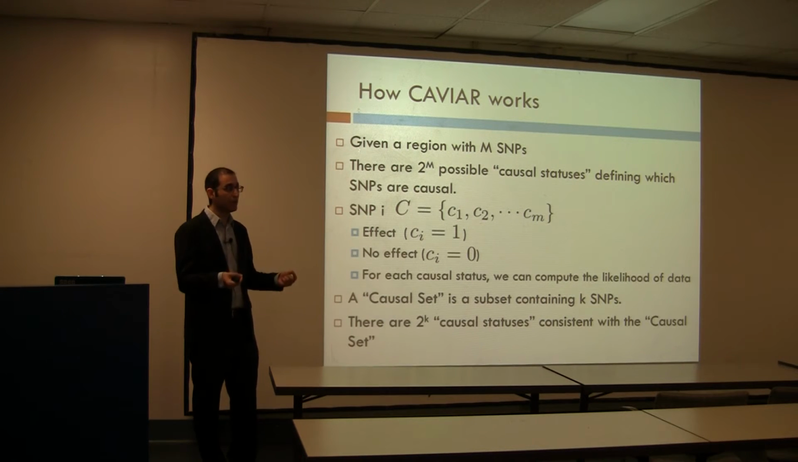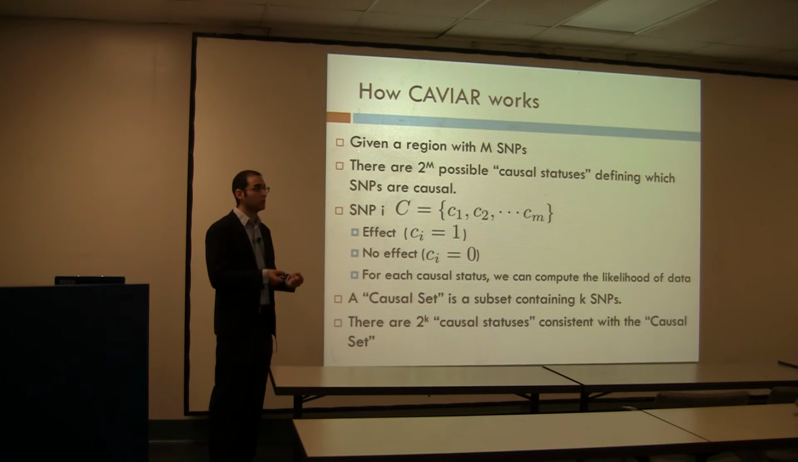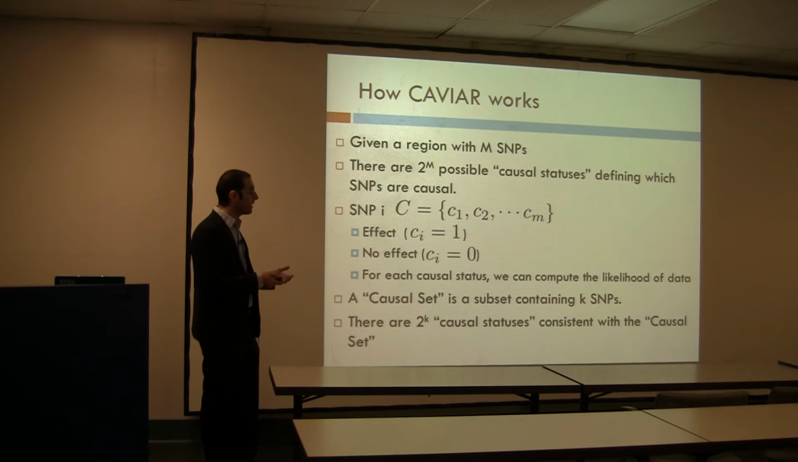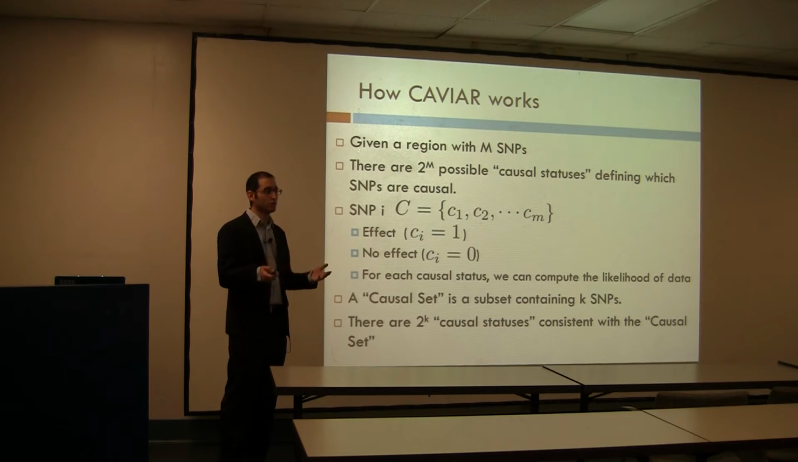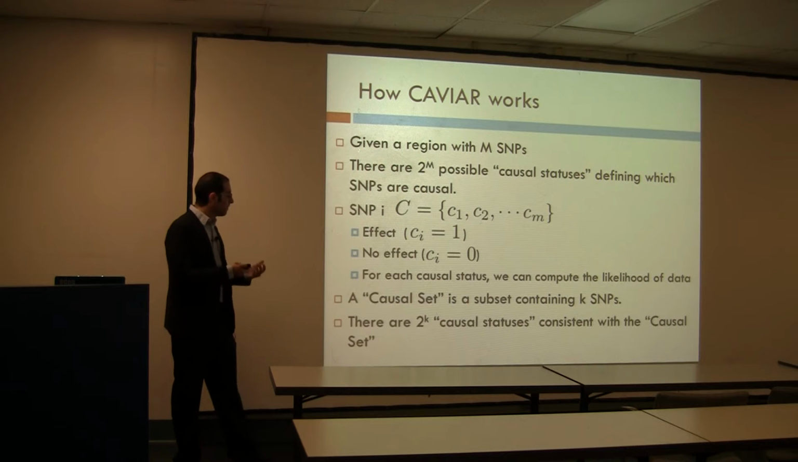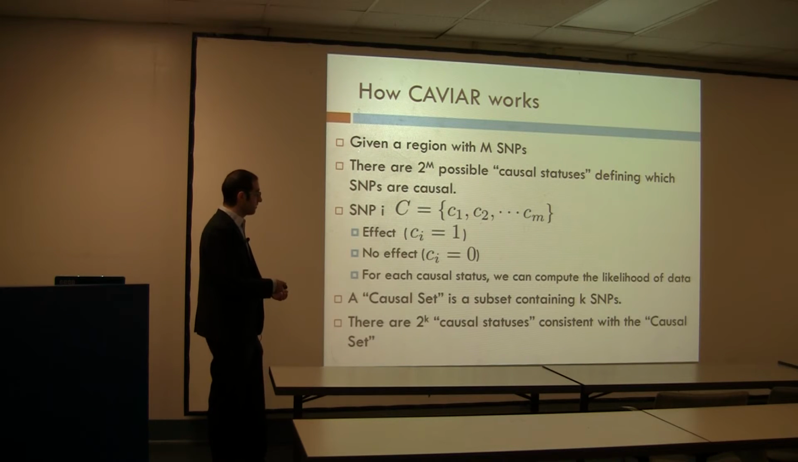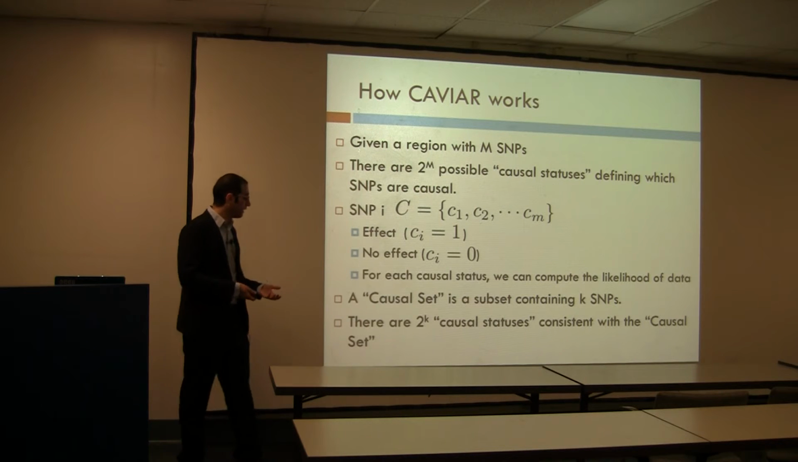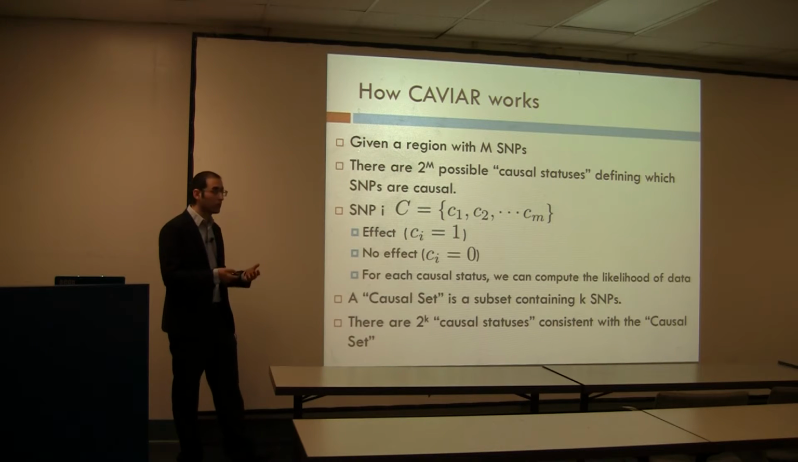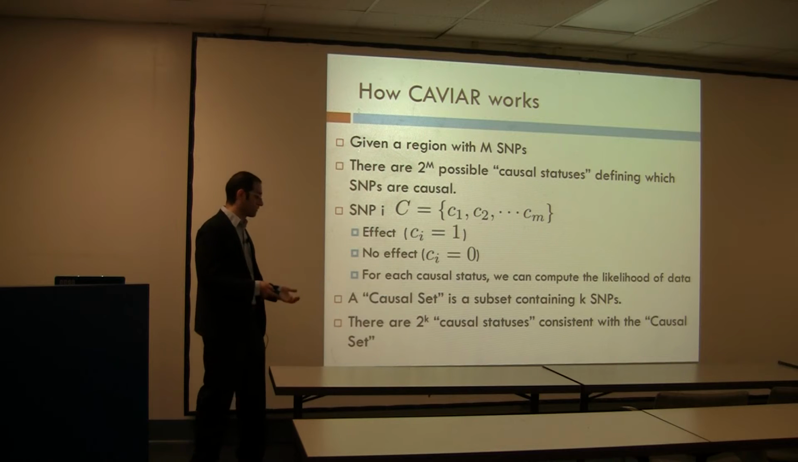So if we have m SNPs in a region, there are 2 to the m possible causal statuses for that locus. Now, given that we can compute the likelihood for each of these causal statuses, I won't describe how to compute that likelihood during my talk, but if you're interested, I can explain to you offline. Now, we define another concept called causal set. So causal set is a subset of the SNPs in a region. And let's say for now the size of this causal set is k SNPs. Then we can define that there are 2 to the k possible causal statuses for this causal set.